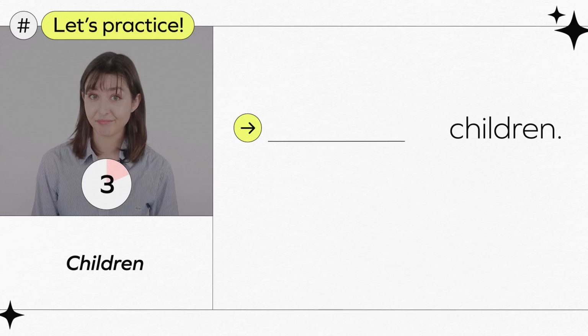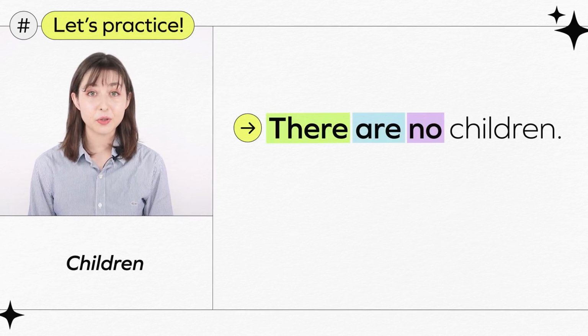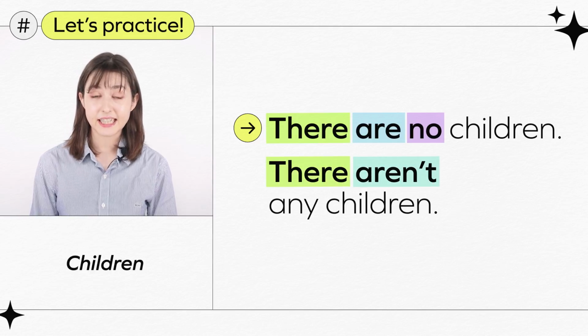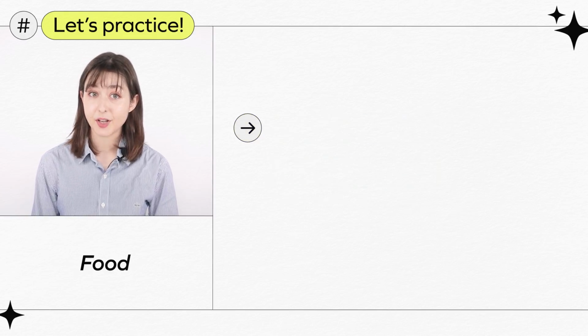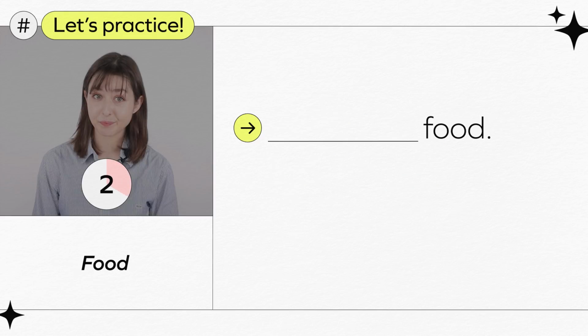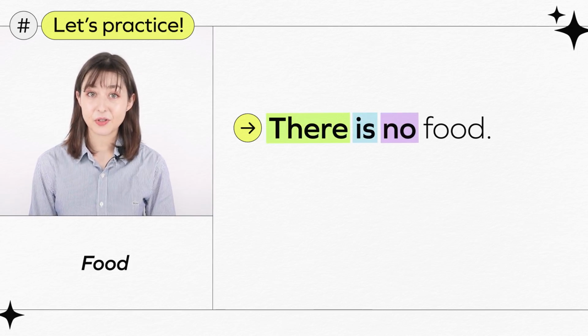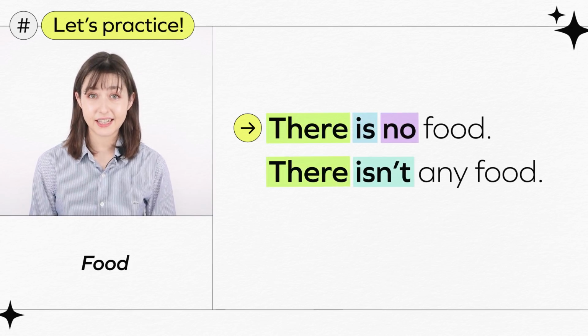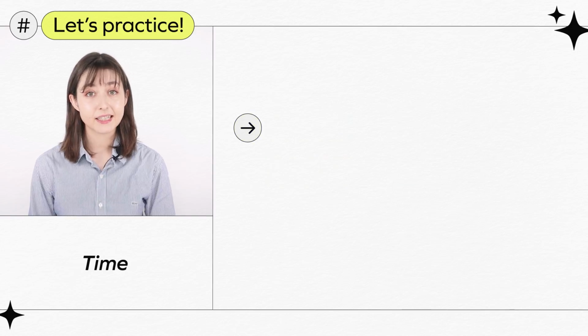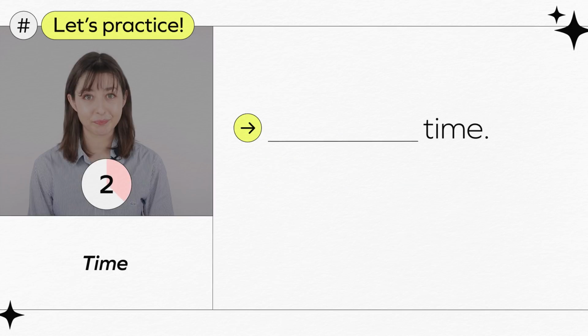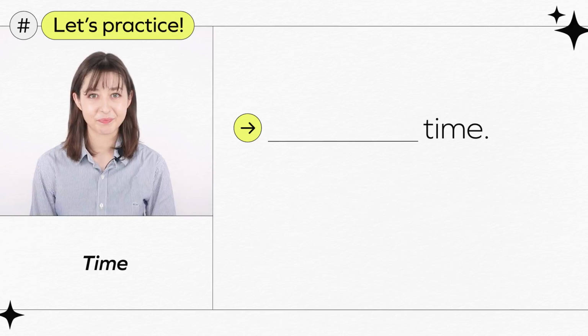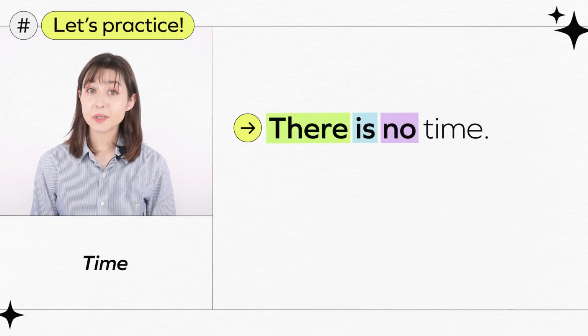Children. There are no children. There aren't any children. Food. Good. There is no food. There isn't any food. Time. Great. There is no time.